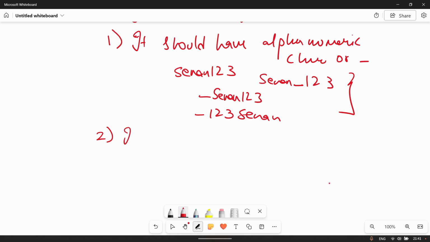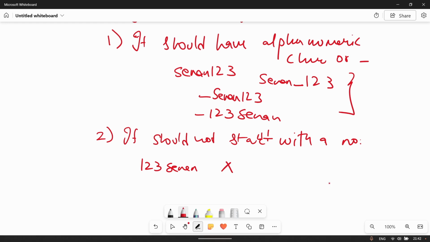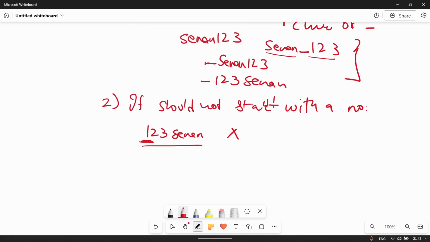Now second, it should not start with a number. So I say 123Senan is invalid. You cannot start with a number, because when I did my compiler course, whenever the interpreter encounters a number, you always consider that as an integer, right? You won't consider this as a variable name. So this is a big no. You can start with underscore, you can have characters, you can have numbers, but you can never start with a number. Okay, I think that is what I have to cover for variable names.